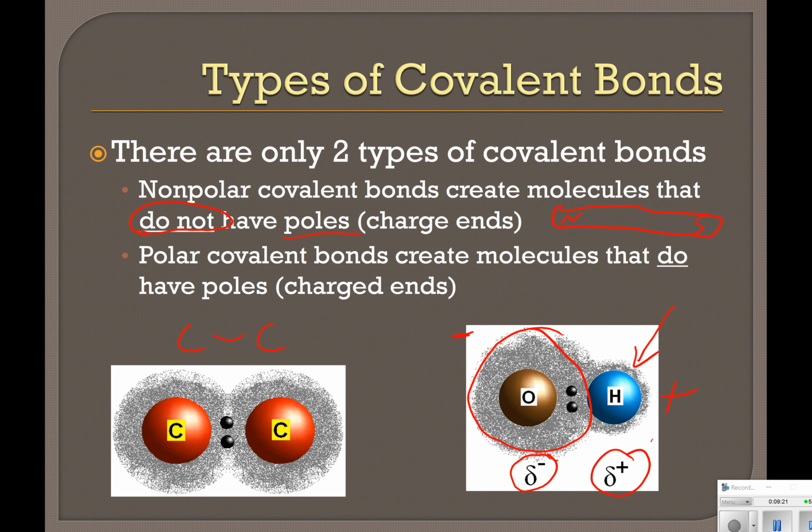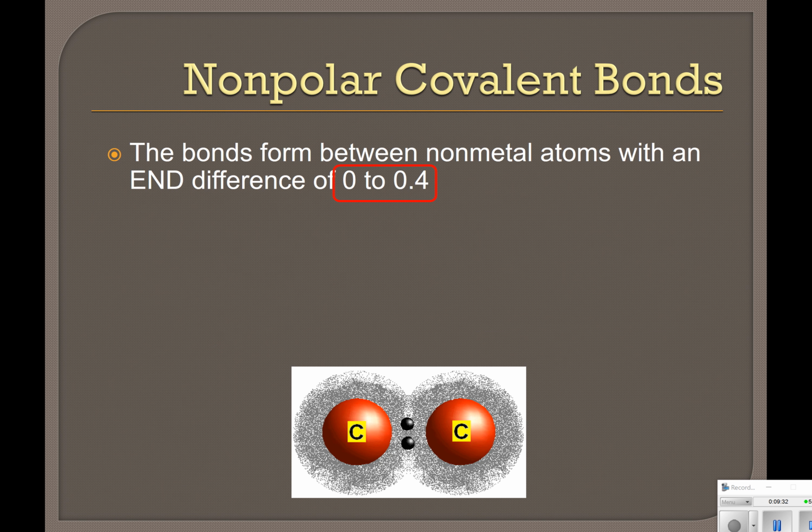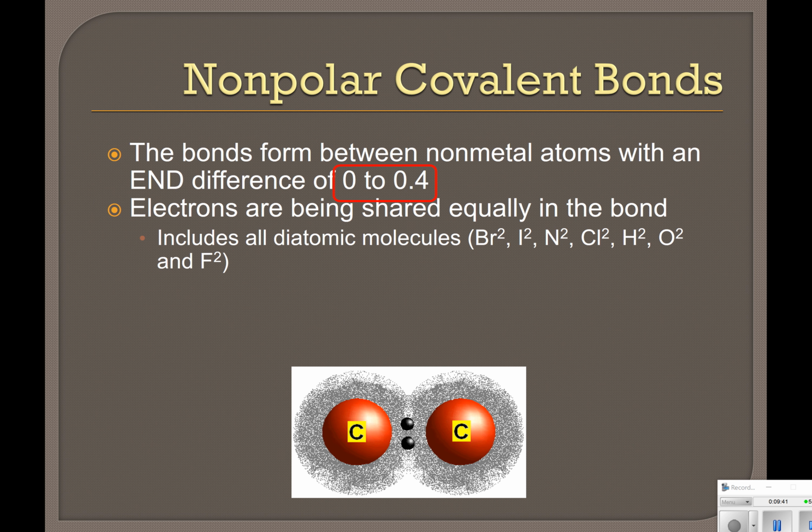Whereas a non-polar covalent bond, since we have an equal pull for the electrons, does not create poles. The electrons spend an equal amount of time around both of those atoms. Now for non-polar covalent bonds, the electronegativity difference has to be between 0 to 0.4. And that's just saying that electrons are being shared equally. The difference in electronegativity isn't big enough for one of those competing atoms to actually take the electron or for it to spend more time around one atom than the other. And this is going to include all of our diatomic molecules.